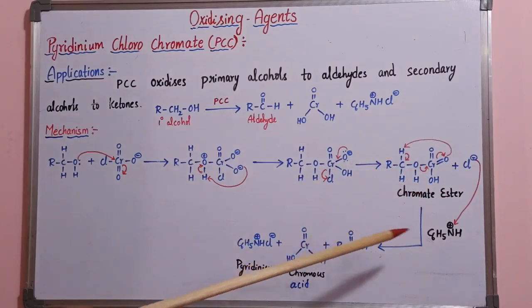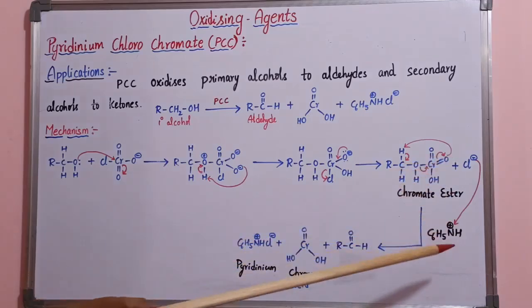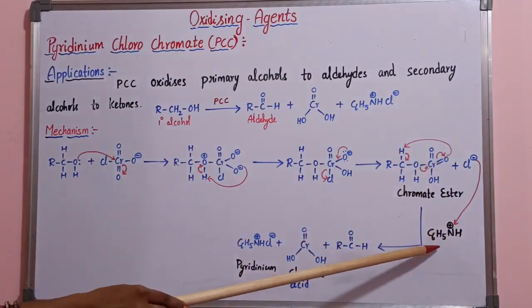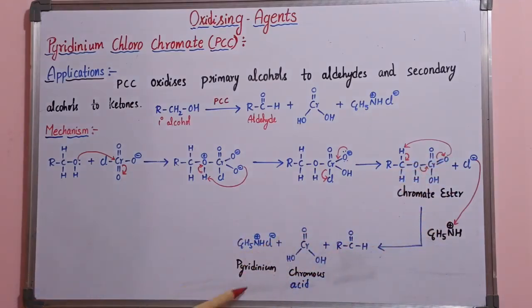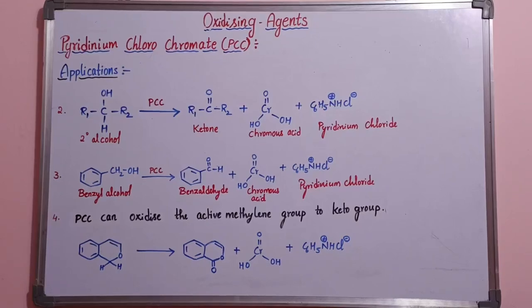And next, what happens: this Cl minus reacts with a pyridinium ion which is present in the mixture and comes out as pyridinium chloride. So this is the mechanism of conversion of primary alcohol to aldehyde using PCC. Now let us see a few more applications of PCC.